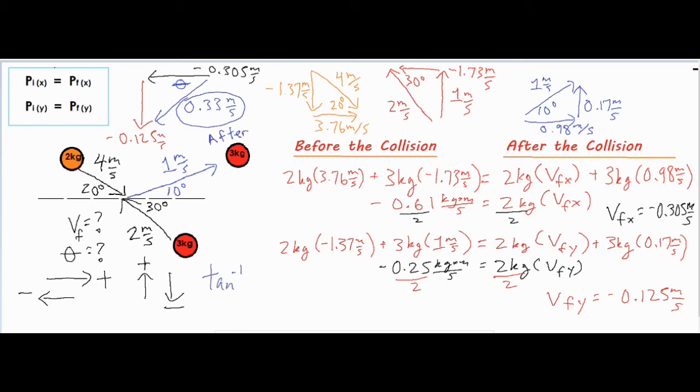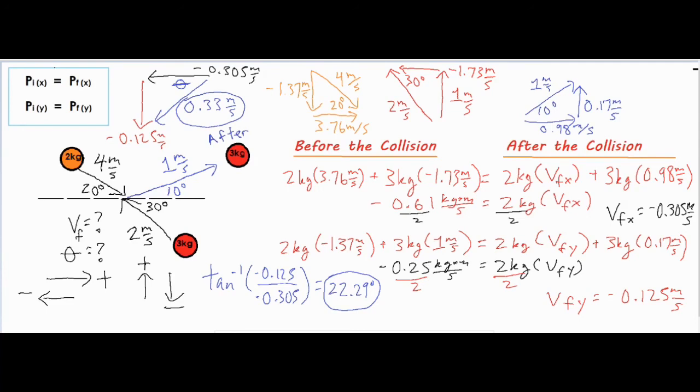Inverse tangent of negative 0.125 over negative 0.305. That will give me my final angle of 22.29 degrees. And this is below the horizontal going back in this direction.